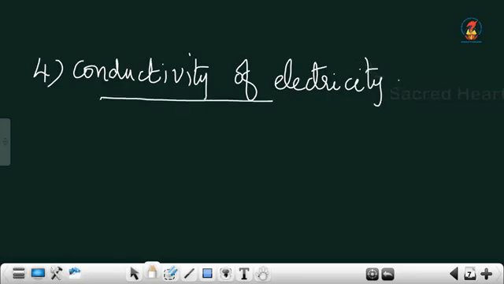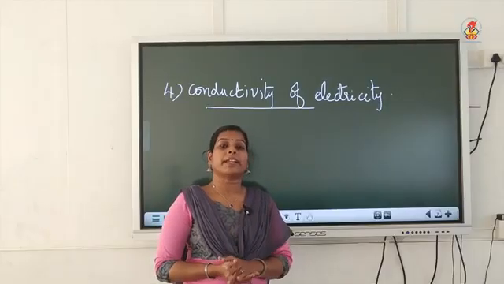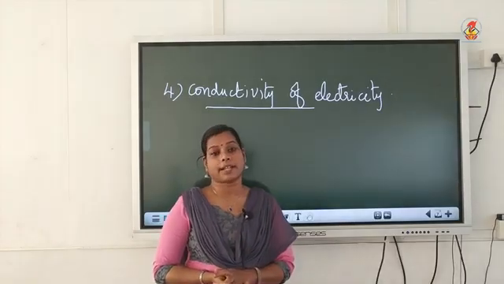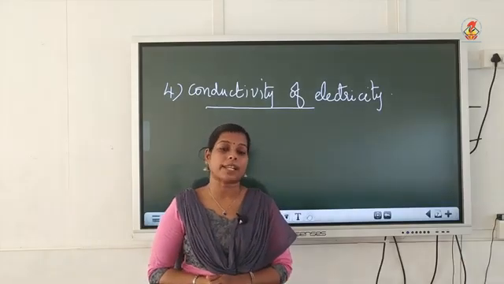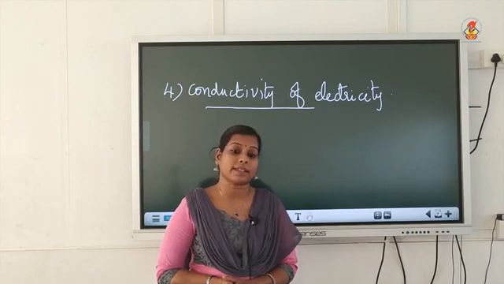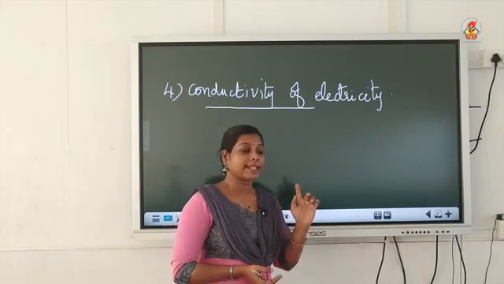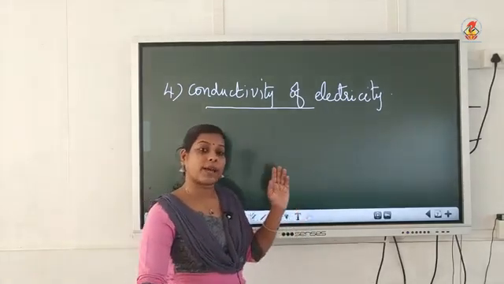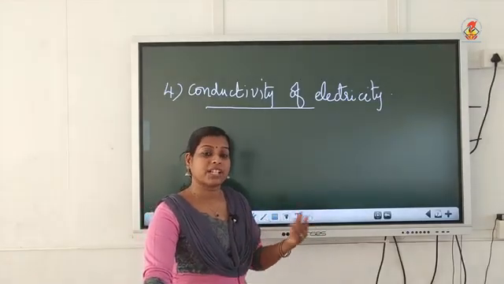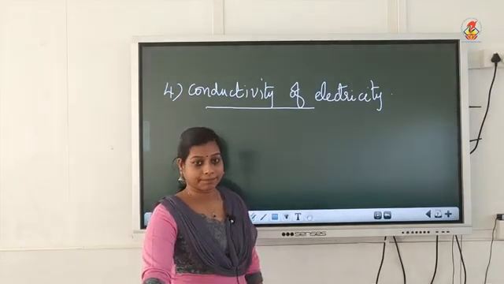Conductivity of electricity. See how a particular material will become conducting, because there will be movement of charged particles. If there is a movement of charged particles in that material, definitely they will allow the passage of electricity, or we can say they are good conductors of electricity. In this case, ionic compounds or electrovalent compounds have charged particles such as positively charged ions and negatively charged ions.